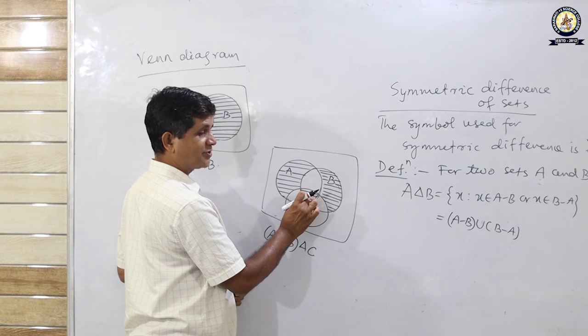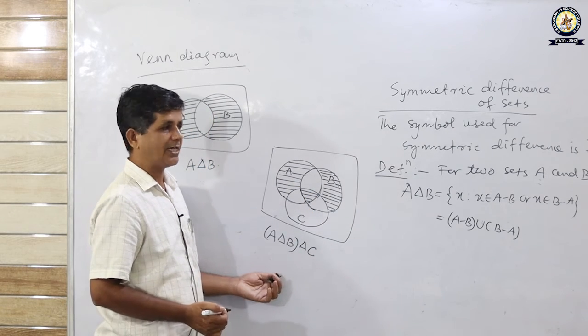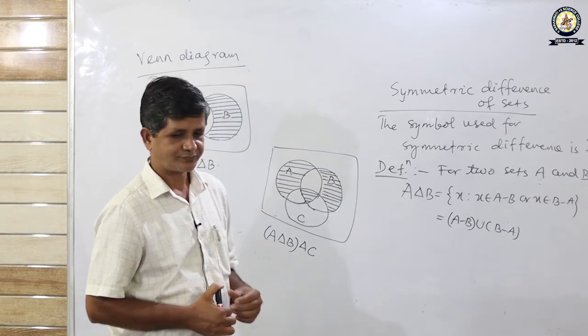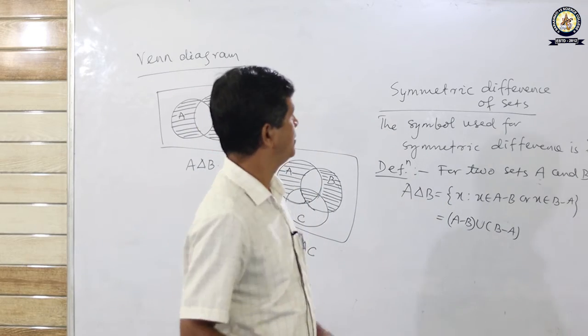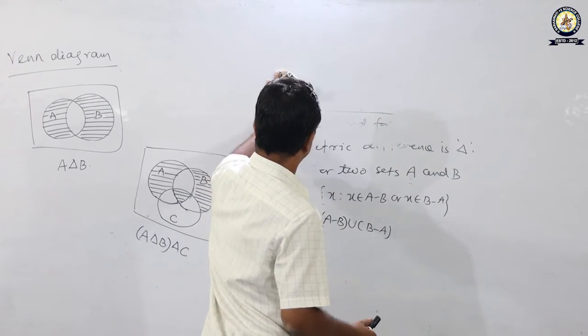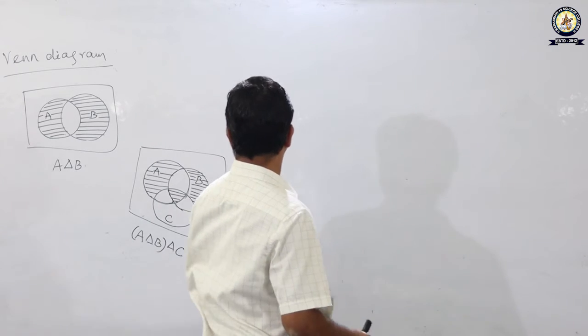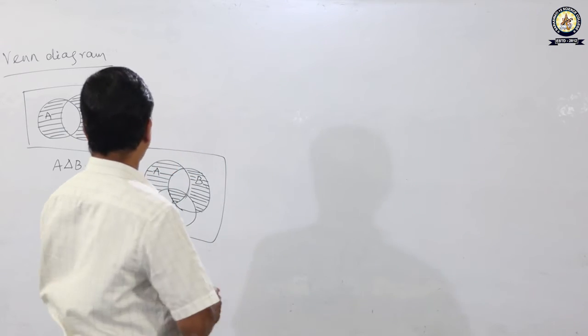This is the C part which is not present in A del B. So this part also has to be taken. This is A del B del C. Now come to its properties.